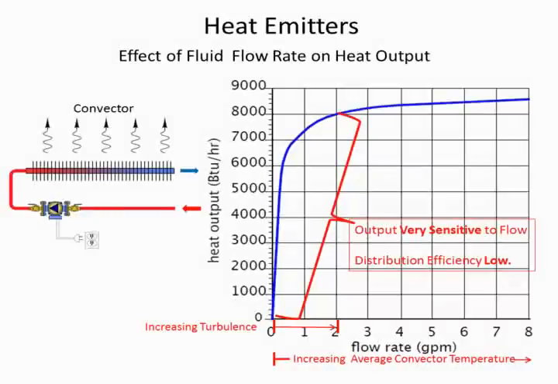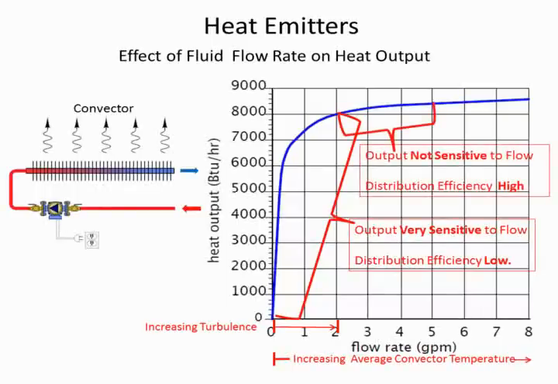is what we would refer to as the heat output is very sensitive to flow, and the distribution efficiency is low, meaning for every BTU that we're delivering into the building, the cost from an electrical standpoint is relatively high. Conversely, as we get onto the flat part of the curve, our heat output is not so sensitive to flow, and the distribution efficiency is relatively higher.